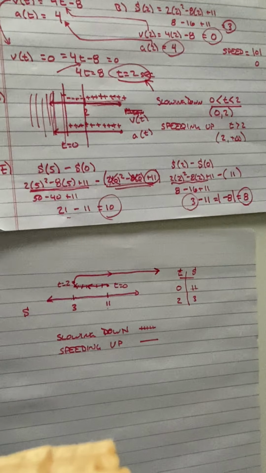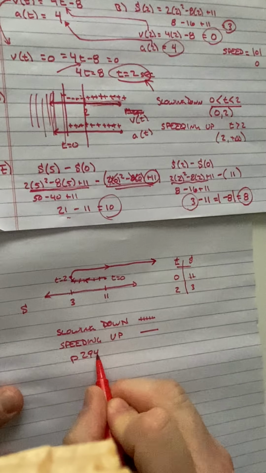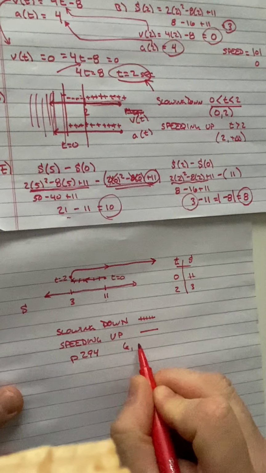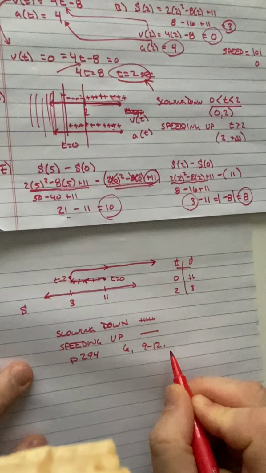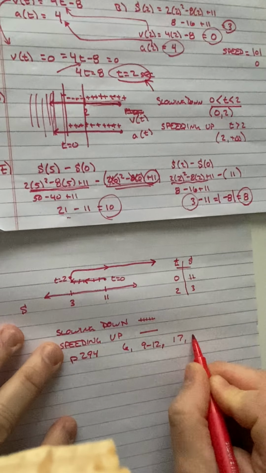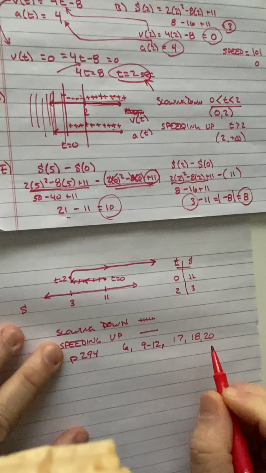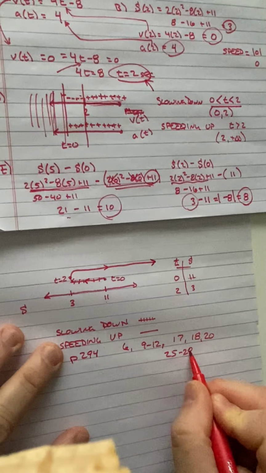The homework assignment now on this one, I believe, is page 294. Six, 9 through 12, 17, 18, and 20, and then the 3 schematic drawing problems are 25 through 28.